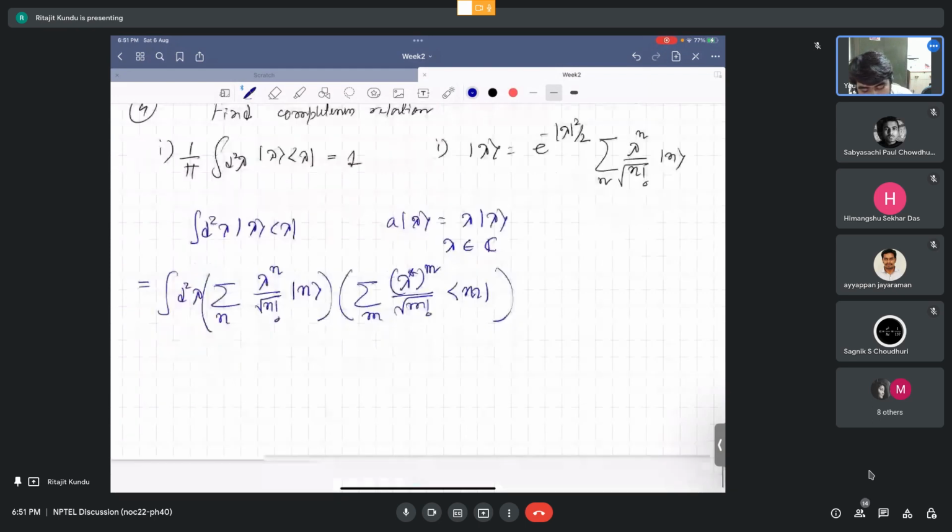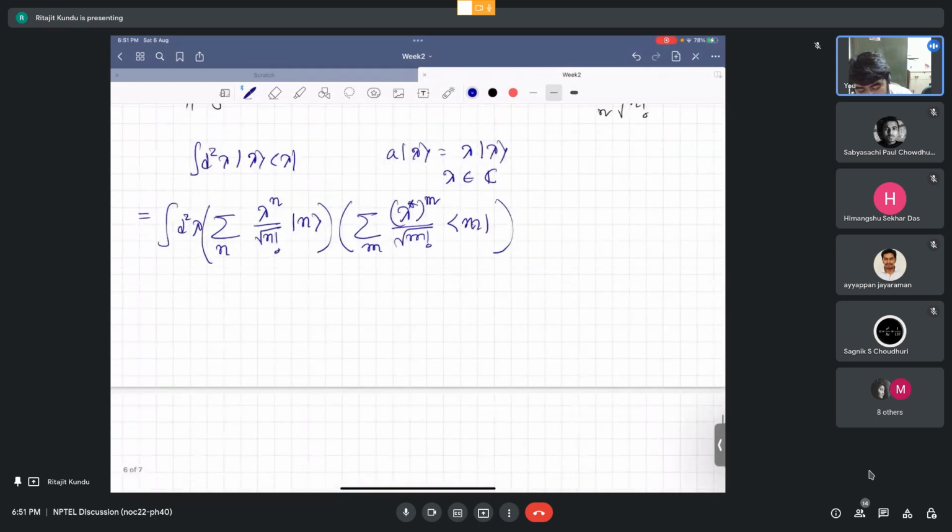Let's try to simplify this a little bit further. So this is d2 lambda, there is a summation over n and m, and n and m go from 0 to infinity, over all of the harmonic oscillator states. So this is lambda to the power n and lambda star to the power m.